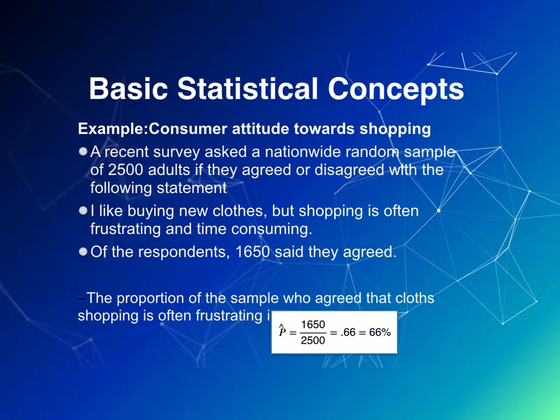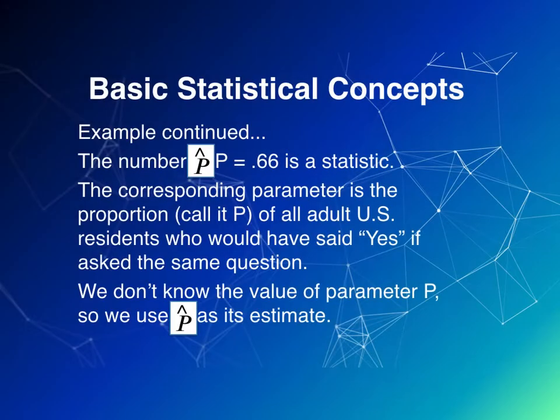Here's an example. A survey asks randomly 2,500 adults if they agree or disagree with the following statement: I like buying new clothes, but shopping is often frustrating and time-consuming. Of those, 1,650 said they agreed with that basic statement. That is a basic statistic, P, and from that, we can generally infer that 66% of the population does not like shopping for clothes. They like to buy clothes, but shopping's a pain.